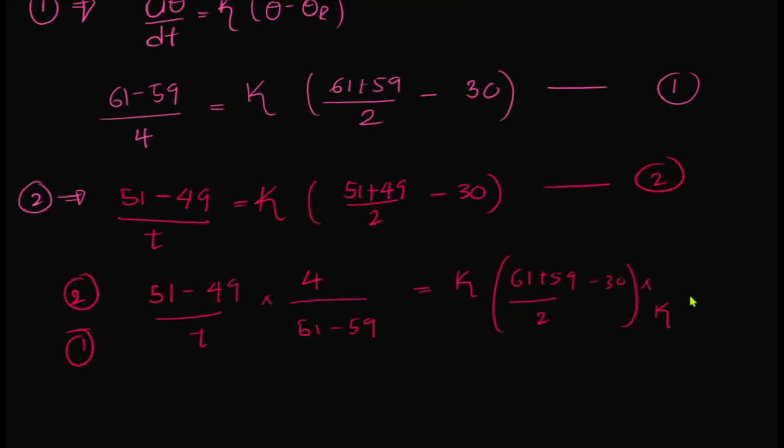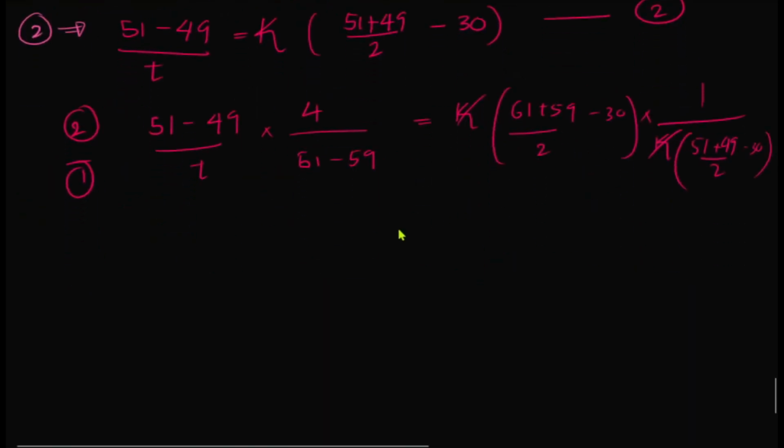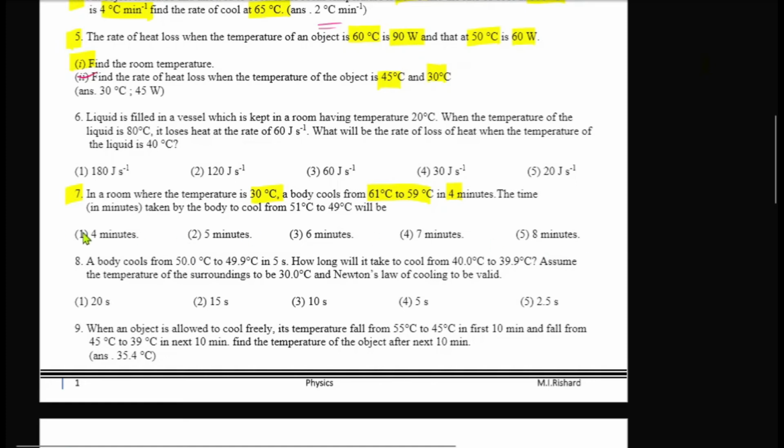On the other side, K, K cancels out, and this comes down: 1 over 51 plus 49 over 2 minus 30. You just have to simplify; it's not going to be very complicated. Although I have written it in a somewhat longer form, it's pretty much a basic simplification. I'm not going to simplify it right here and take up your time, so you'll have to figure the time out. Definitely you will be getting an answer out of this.